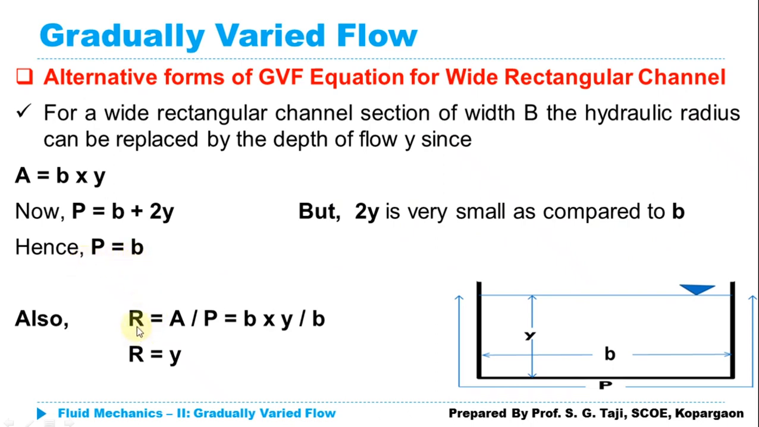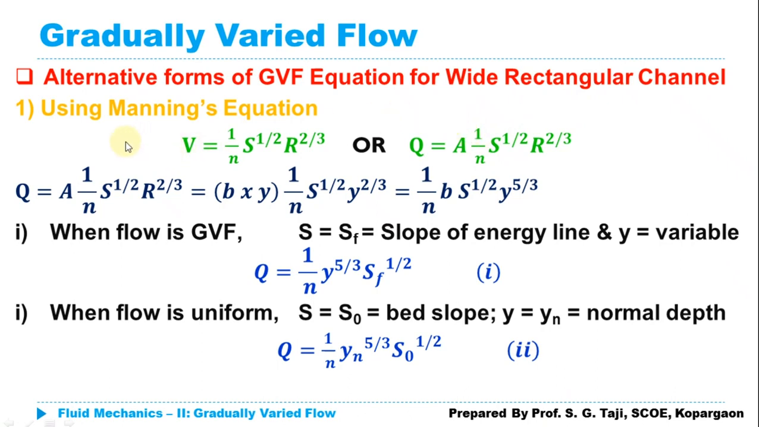So we can calculate hydraulic radius as A by P, which is B multiplied by Y divided by B. So our hydraulic radius comes out as R equal to Y, that is the depth of flow. This is the difference between a normal rectangular channel and a wide rectangular channel. At that time we simply neglect the 2Y while computing the wetted perimeter or the hydraulic radius. So let's proceed for the computation of the alternative form of the GVF equation which is applicable for the wide rectangular channel. We will go one by one. First we will use Manning's equation for the derivation of the dynamic equation of the GVF which is applicable for the wide rectangular channel.